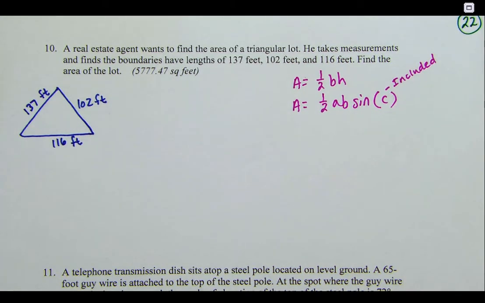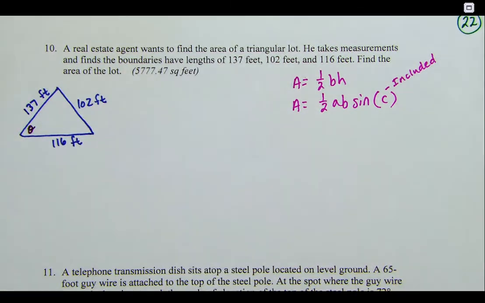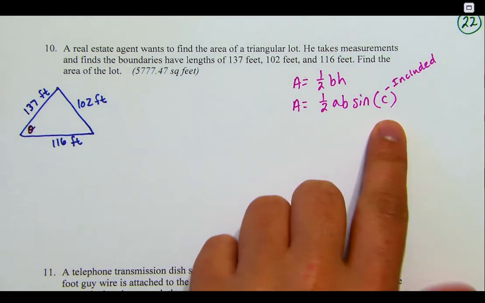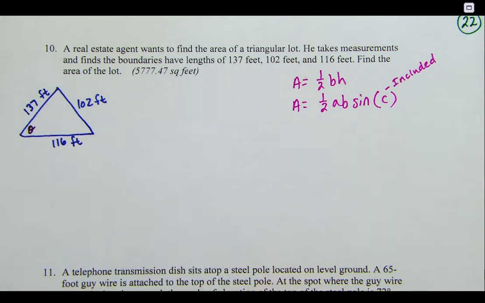So since we have all three sides, we can find the measure of an angle by using the law of cosine. It doesn't matter which one we find, so I'm just going to pick one, and I'm going to choose to find this angle. I'm just going to put a theta there. Okay. And if I'm going to find this angle, that means when we use this formula, we're going to use these two sides because our angle is in the middle of them.